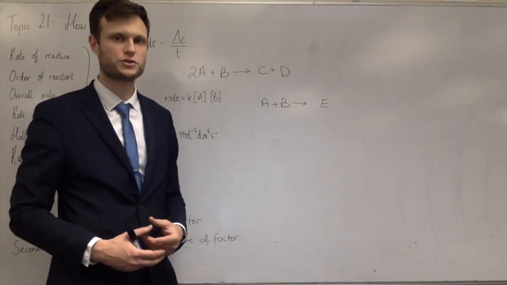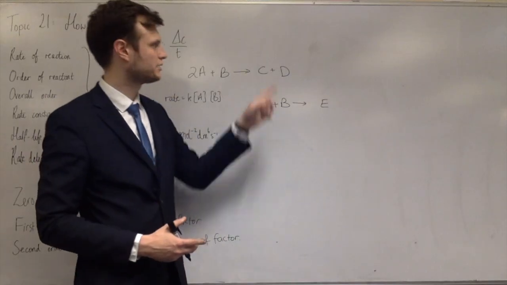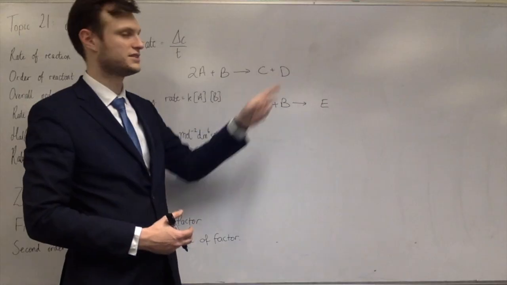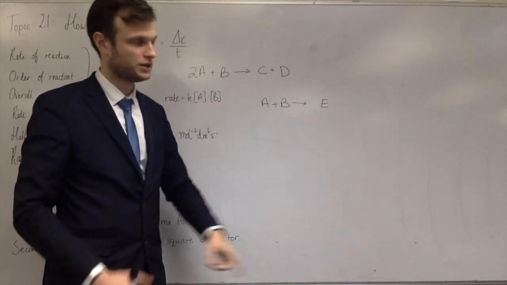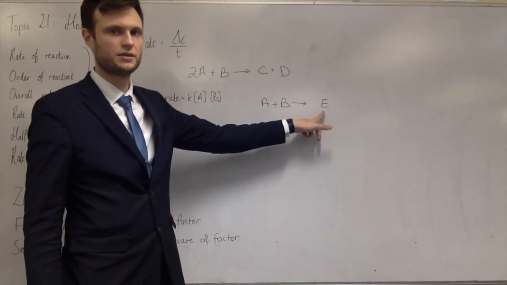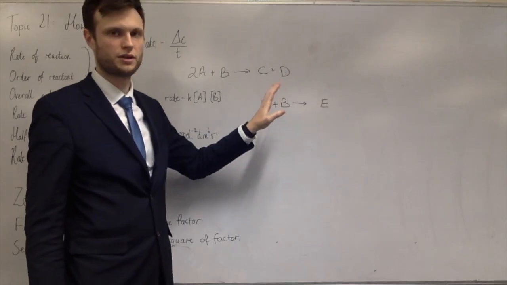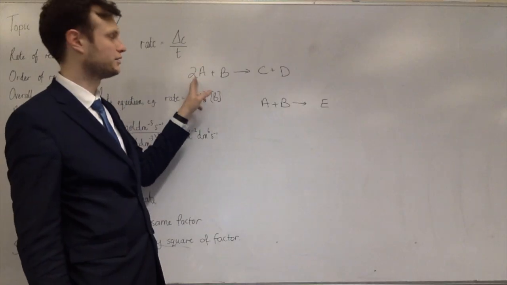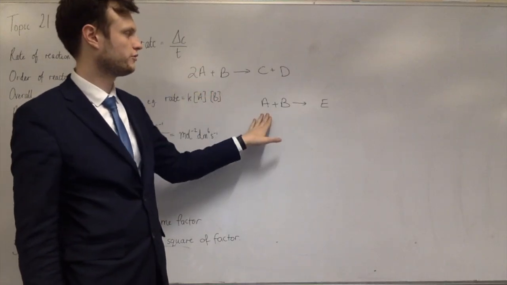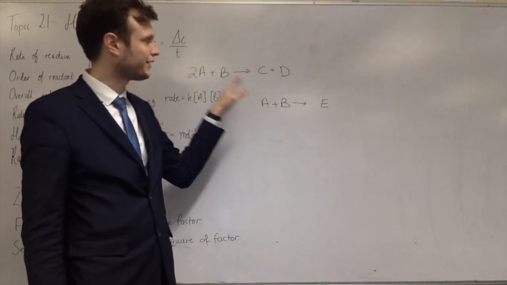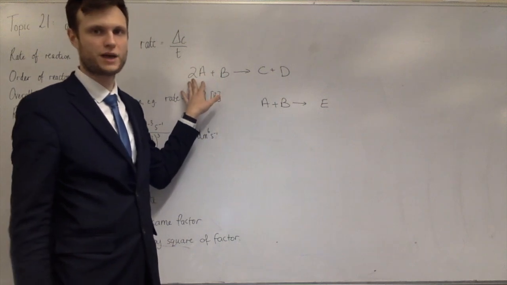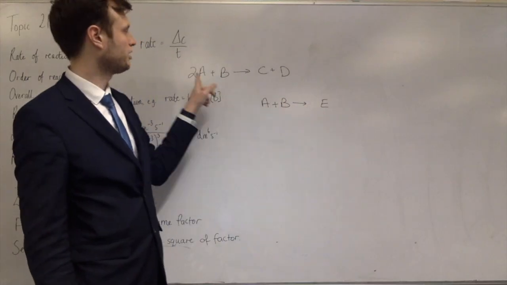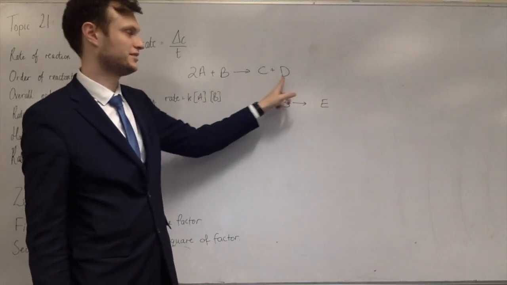The next step of the two-step process has to make C and D, because there's only two steps, and the products are C and D. It also needs to use up E, because there's no E as a product, and so E must be an intermediate. And the final thing it has to do is include another A. So far I've only used one A in this, and it says in the overall equation there's two A's. So the next step must be E plus A makes C plus D.